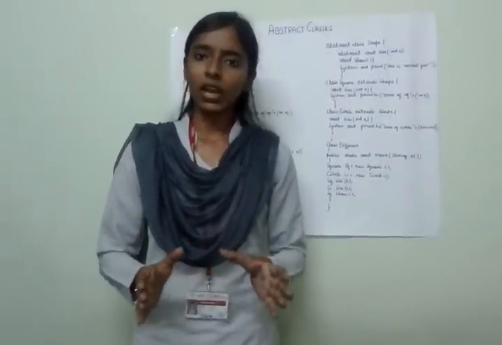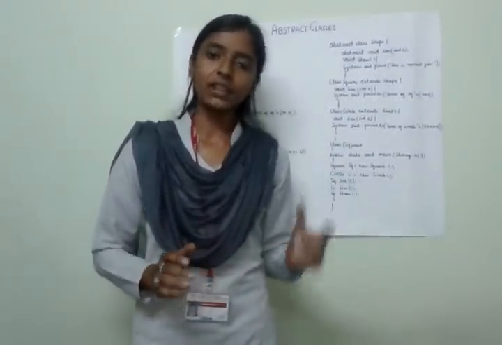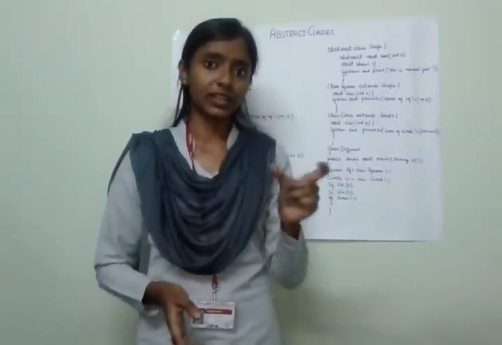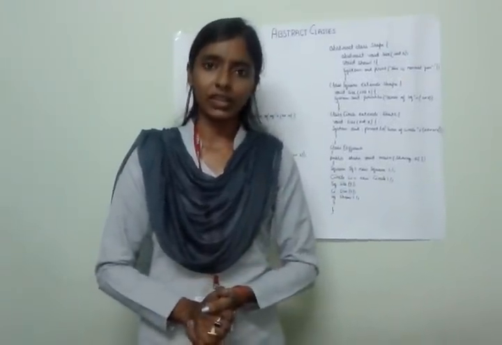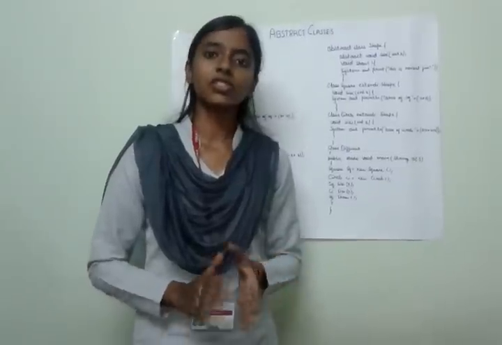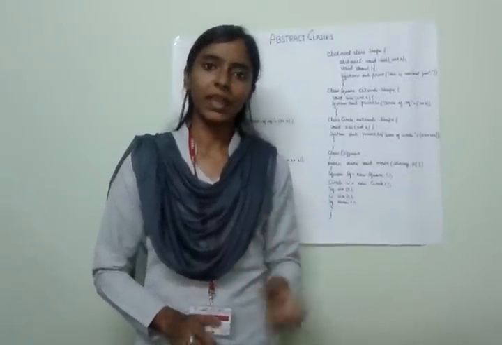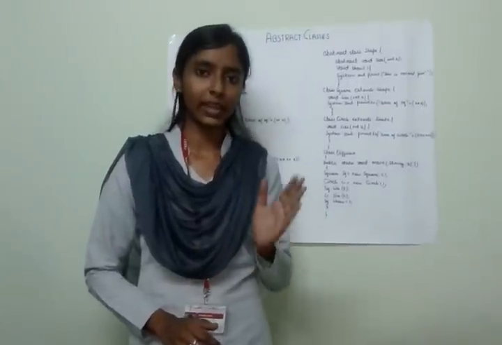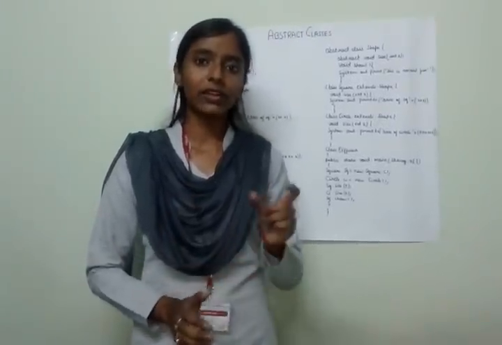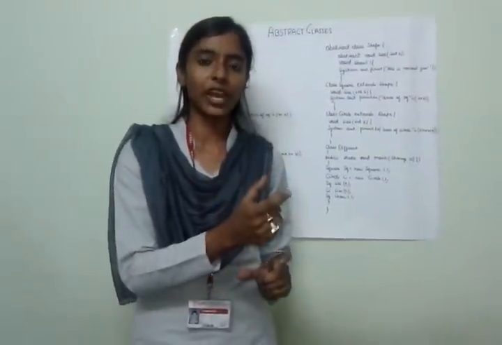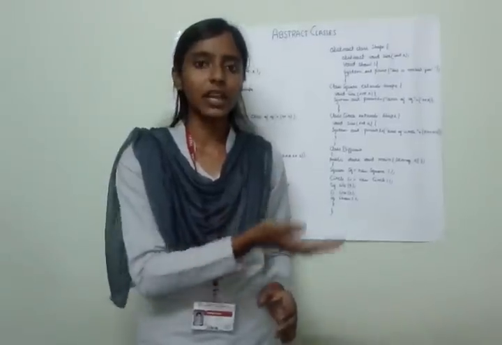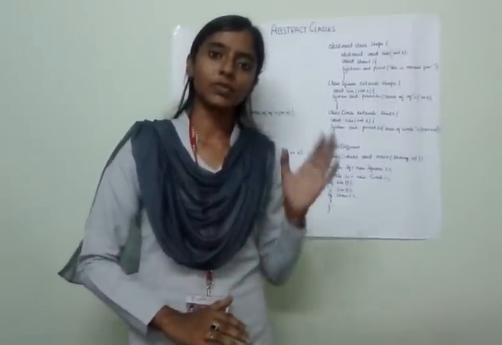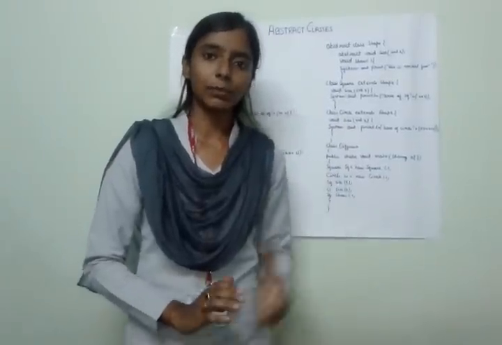Now, as we all are well aware of the word abstract and class, let us combine these two words, abstract and class, which is abstract classes. Now, what is abstract class? An abstract class is a class which contains some abstract functions. And what are abstract functions? Abstract functions are the functions which don't contain any body. And make sure while writing the program, you put the word abstract before the abstract class as well as before the abstract function. Now, let me explain the concept of abstract classes with the help of an example.